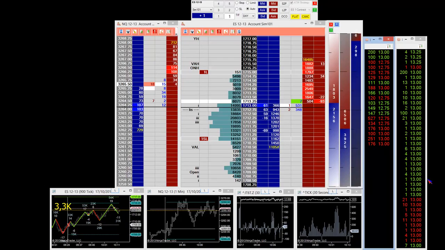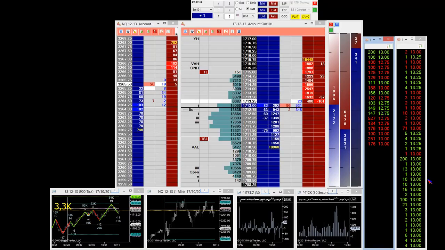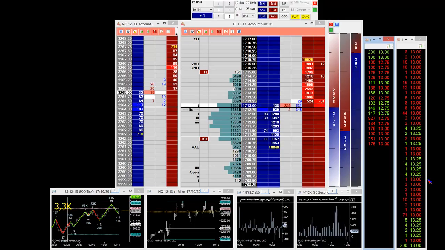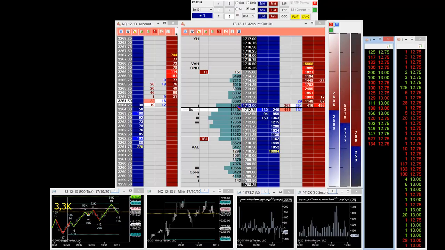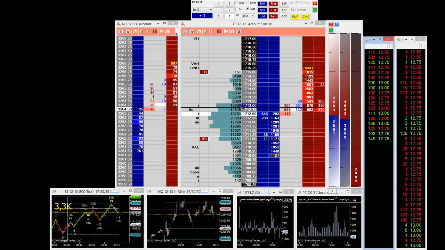Okay, so we entered that long at 1713. Now, one of the things that we're seeing about this trade, if we think about the other trade, how fast did that trade move against us? Okay, it moved against us really quickly. And why did it move against us really quickly? Well, the simple reason is we didn't have an area in the volume profile where a lot of contracts had previously traded.